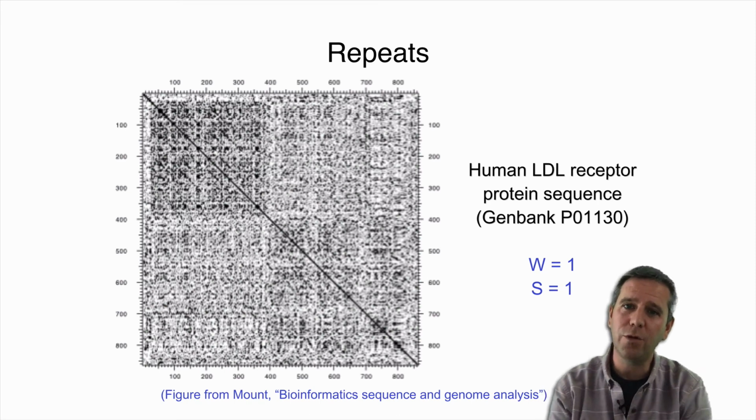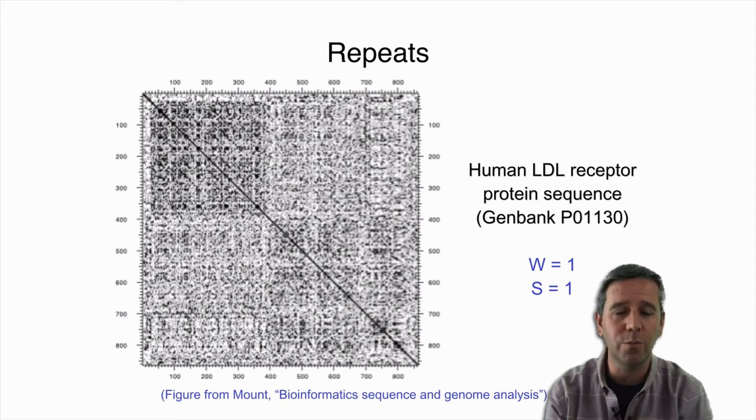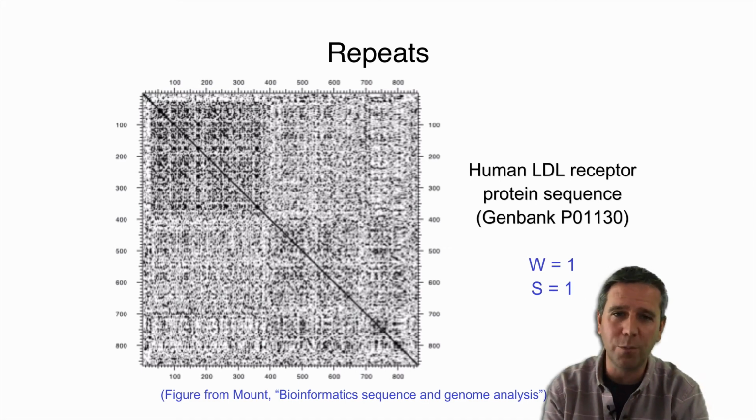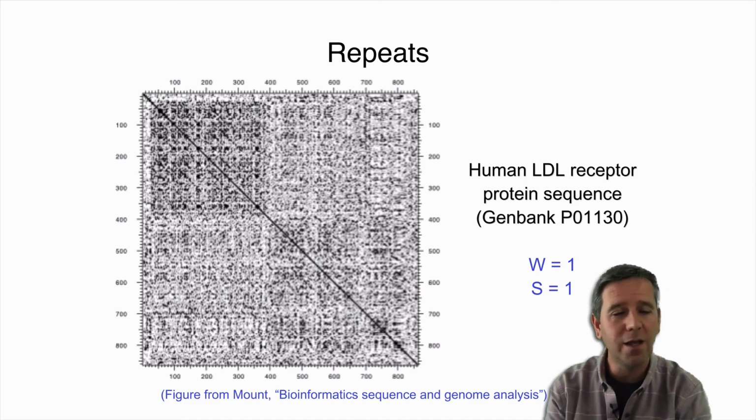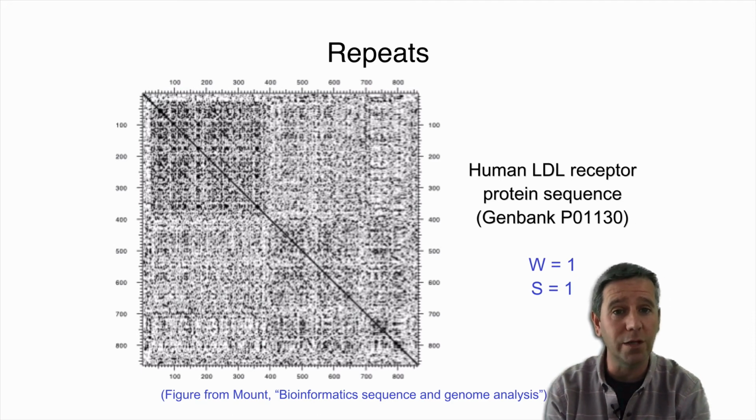So this is an example of a human LDL protein sequence, and it's the same sequence on both sides of our little dot plot table here. You can maybe see that there's a straight dark line that runs from the top corner to the bottom corner. That's expected. That's our diagonal because it's the same sequence on both sides.